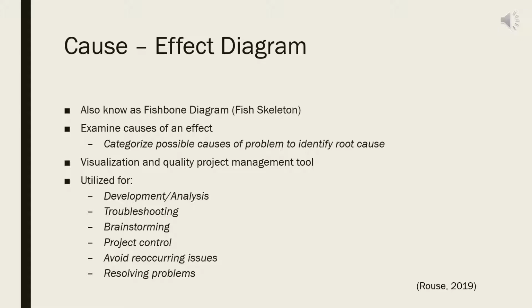The cause-effect diagram is also known as a fishbone diagram because it looks like a fish skeleton. The fish head is the effect and the body defines the causes. This is a great tool for root cause analysis in a project management setting.